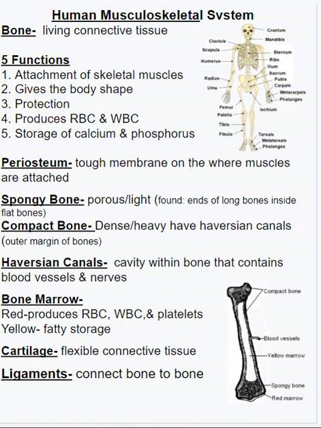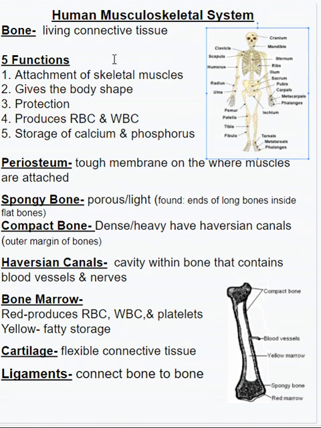Now, specifically about the human musculoskeletal system, we have a living skeleton made out of bone. Five major functions include attaching muscles to allow for movement. The skeleton supports the body and gives it our shape. It provides protection, like the skull and the rib cage provide protection for internal organs.